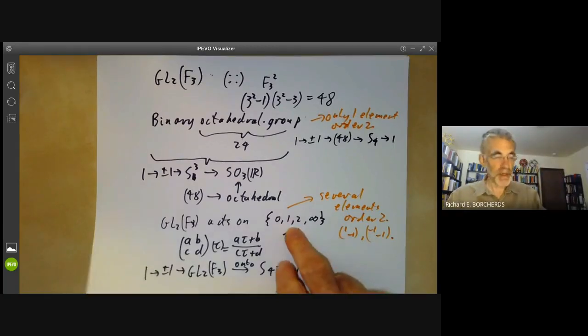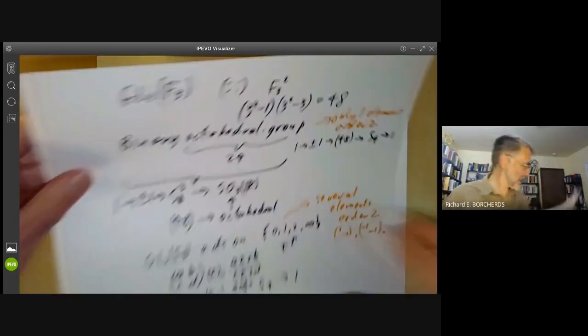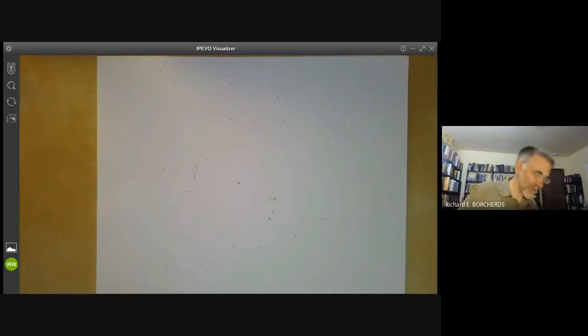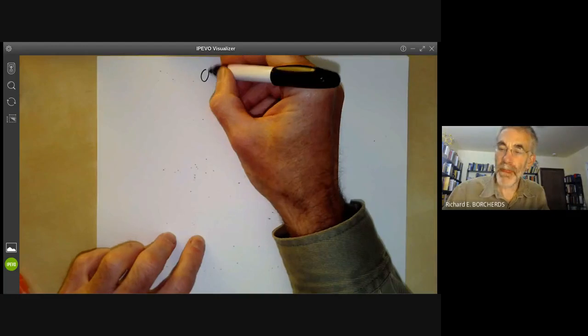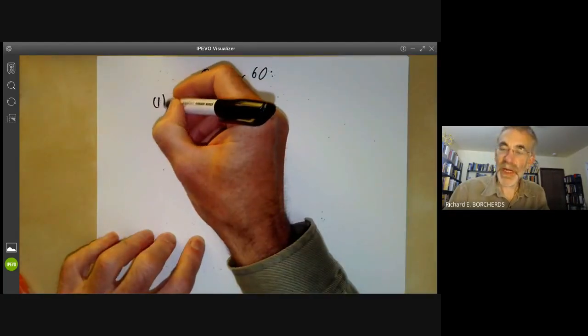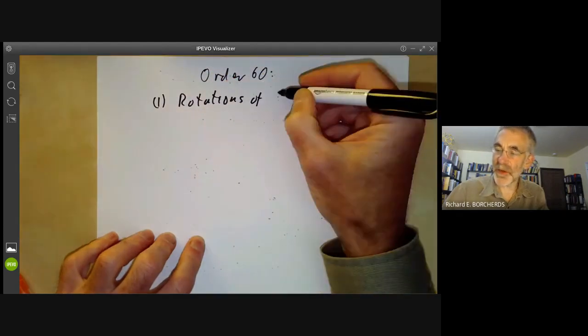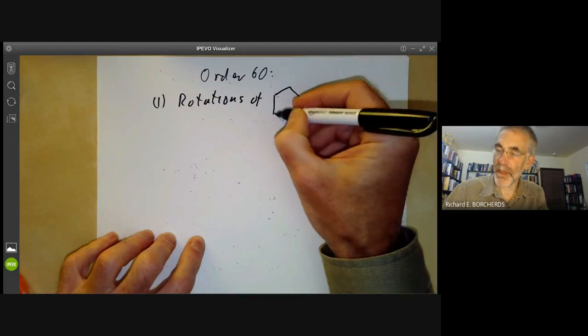Next, we're going to move on and look at groups of order 60. So let's list some groups of order 60. So first of all, there's rotations of an icosahedron. Let's draw an icosahedron.